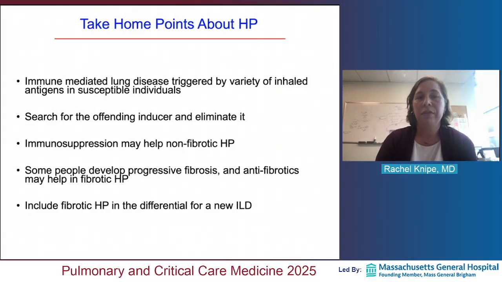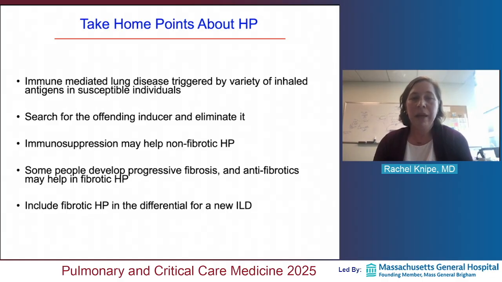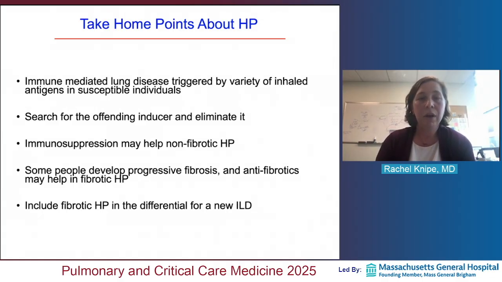It's important to search for the offending inducer and try to eliminate it from the environment. Immunosuppression may help, in particular in non-fibrotic HP, but some patients do develop progressive fibrosis, and in that case, antifibrotics may help. The most data that we have is with nintedanib, and it's really important to include fibrotic HP in the differential for a new ILD.